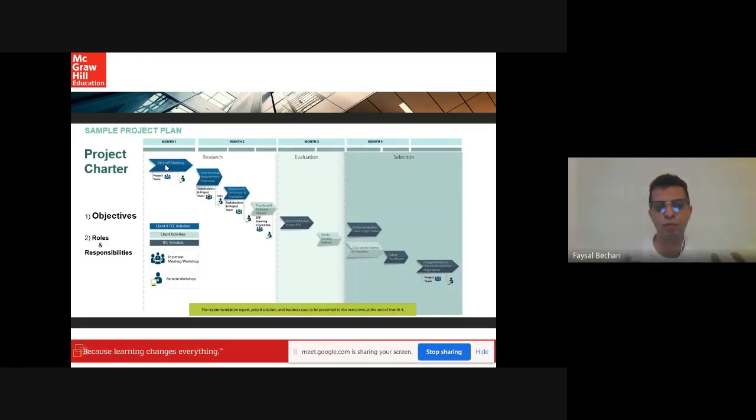So in the first month, you probably have a kickoff meeting. Maybe there is a consultant and a project team involved in it. And then in the second month, you start your research. It's a typical project plan. In the third month, you do evaluation between different software. And in the fourth month, you do the process of selecting. It could be 4 months, could be 6 months, could be 2 months, depending on how good you are at this business of software selection.